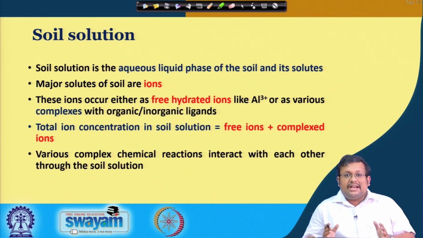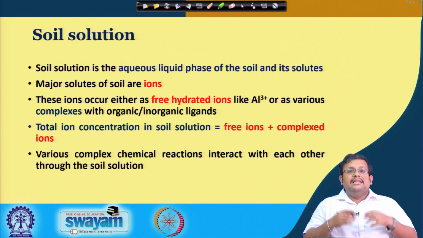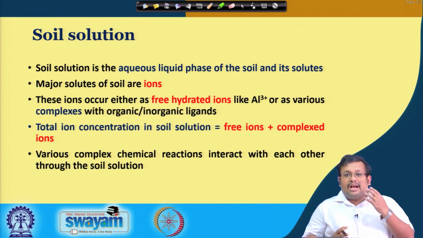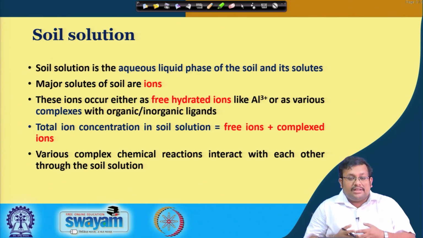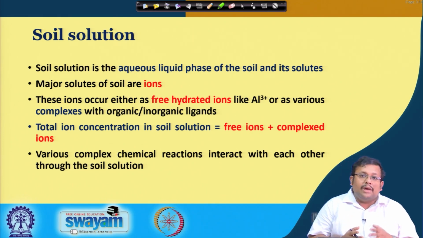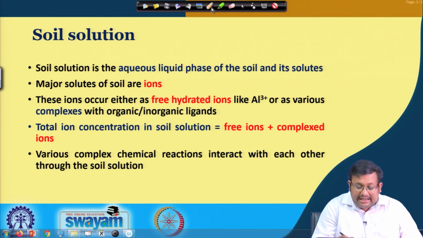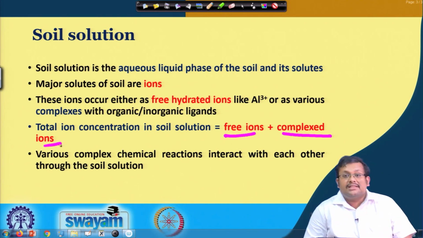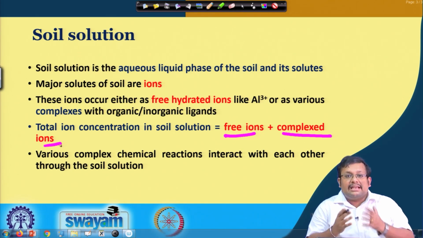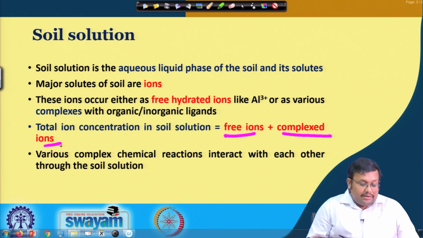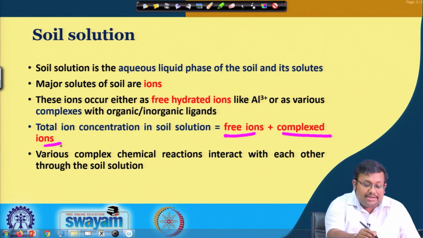So, you have a basic idea about the ligands and how they form. These ions either occur as free hydrated ions like aluminum, which we also discussed in our last lecture, or as various complexes with organic or inorganic ligands. The total ion concentration in soil solution can thus be considered as a cumulative sum of the free ions as well as the complex ions. Various complex chemical reactions interact with each other through the soil solution. These are some basic points about the soil solution.